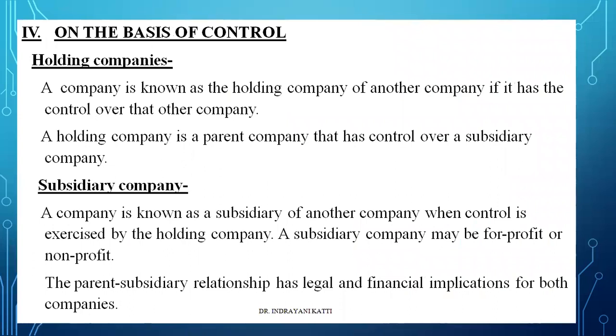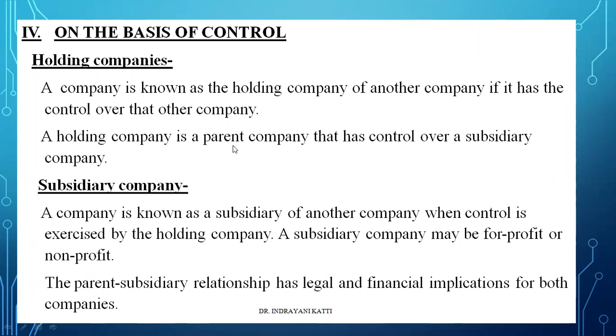And this is the next classification, that is on the basis of control. One is called the holding company, the other one is called the subsidiary company. Okay, what do you mean by holding company? Let's understand. A company is known as the holding company of another company if it has control over that other company. It means the board of directors will be from the holding company only. The control and the management will be done by the holding company, but it has another company's control. Okay, so that other company itself is called the subsidiary company, right?